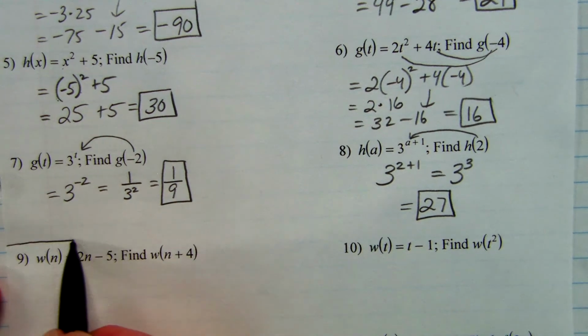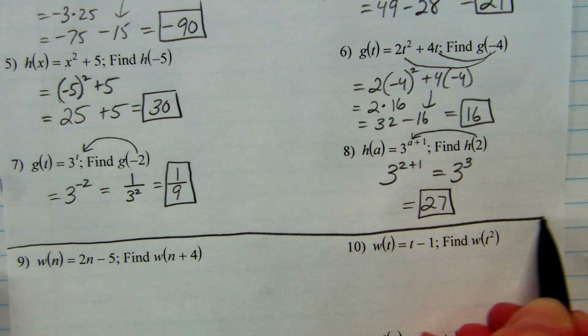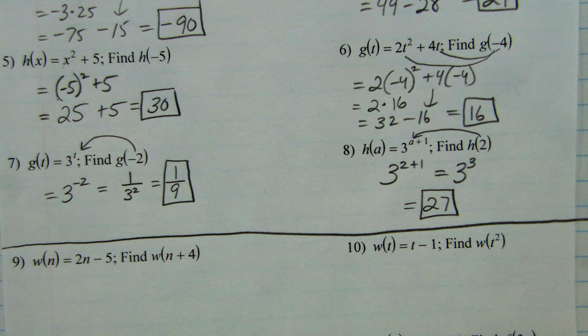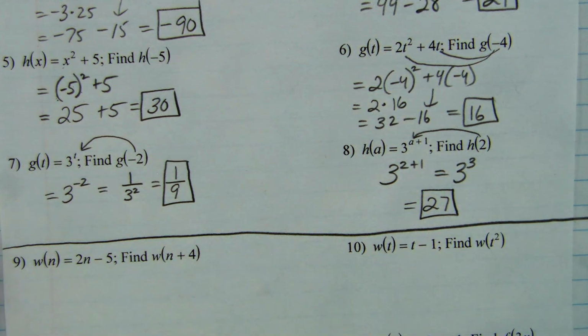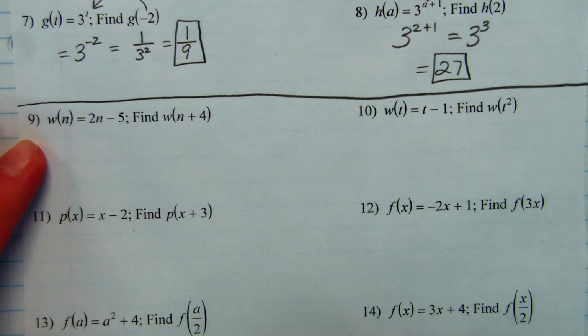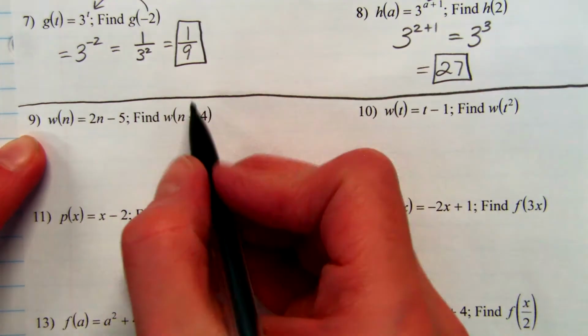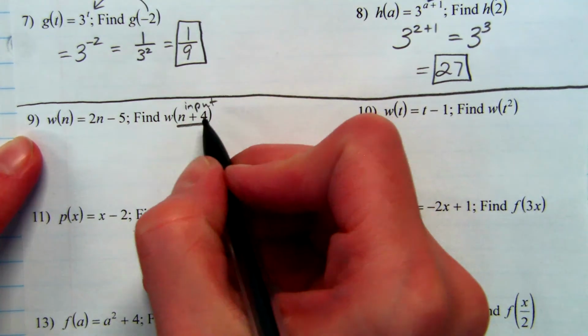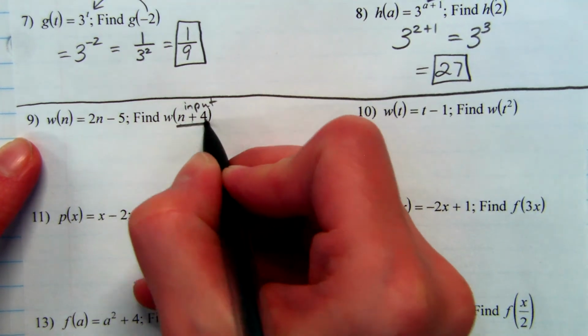Now 9 through 16, I'm going to slow down a little bit because this is going to be the new information that we're looking at this year. Instead of just putting numbers into the function, we're going to put expressions into the function. This part is not as easy. There's a lot more algebra. So let's take a look at number 9. So my input is a binomial n plus 4.